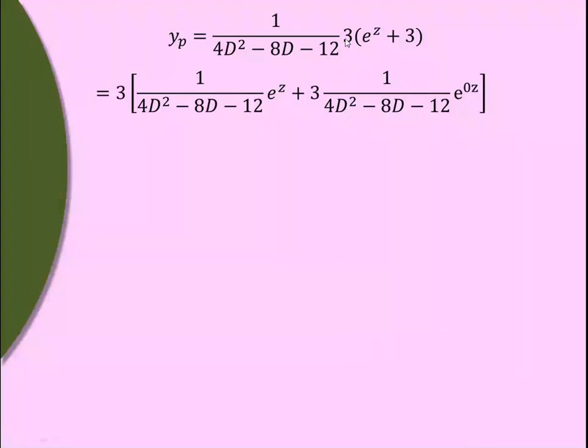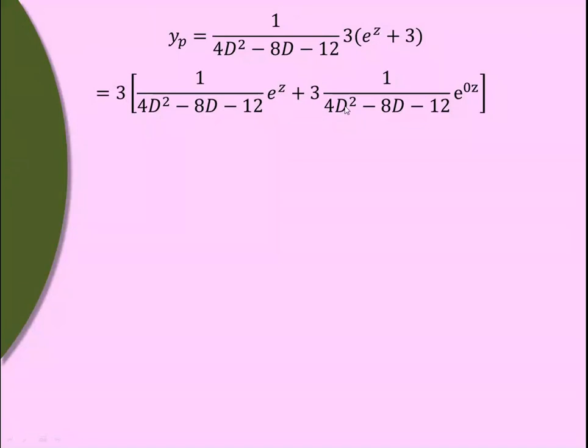3, take it outside, apply this on this separately. 3 we can write as 3 into e raised to 0z. Okay, so separating it. Now what we do in shortcut method for e raised to ax, wherever there is a d, we replace it by a. So we replace d by 1. What happened? 4 into 1 square minus 8 into 1 minus 12. Is it 0? No, it is not 0. So we can do direct replacement.